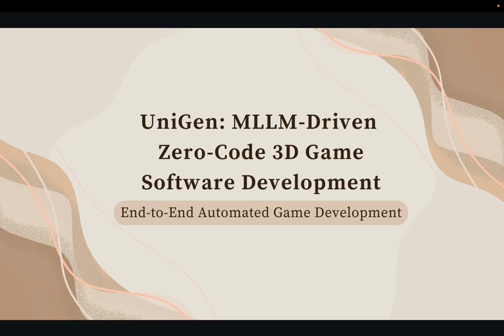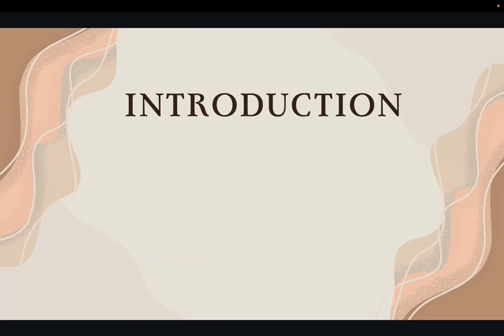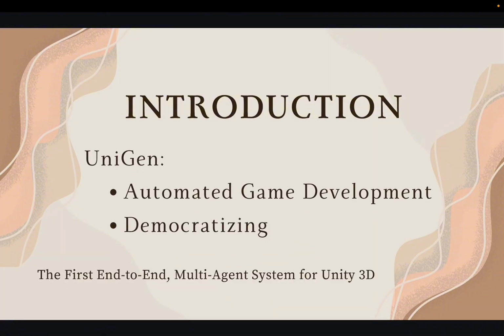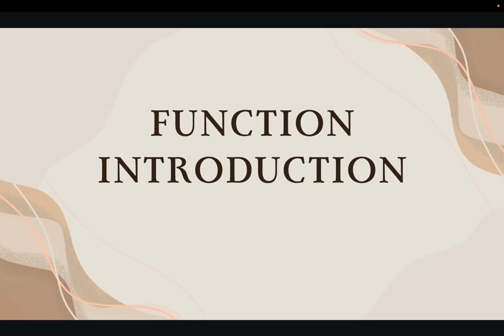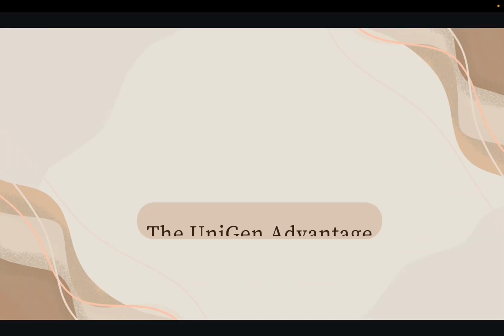Hello everyone. Today I'm excited to introduce UniGen, the first end-to-end multi-agent system for zero-code 3D game development in Unity. Our mission is simple: automate the game development process and make game development accessible to everyone. First, let's take a look at the 4 highlights of UniGen.